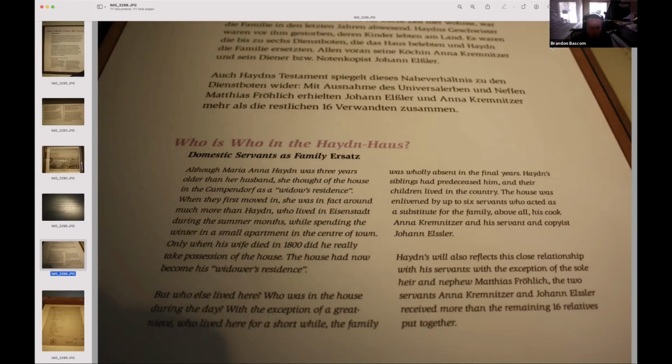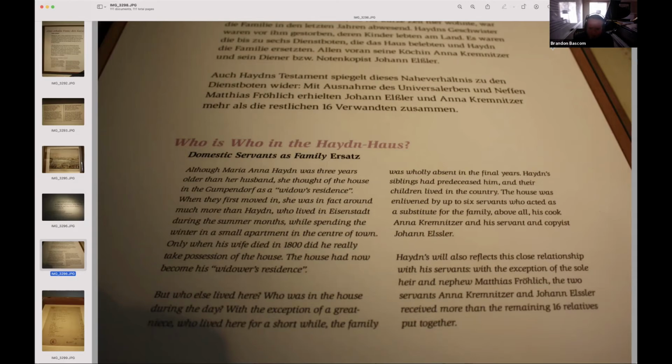But who else lived here? Who was in the house during the day? With the exception of a great niece who lived here for a short while, the family was wholly absent in the final years. Haydn's siblings had predeceased him, and their children lived in the country. The house was enlivened up by up to 6 servants who acted as a substitute for the family. Above all, his cook and his servant and copyist.